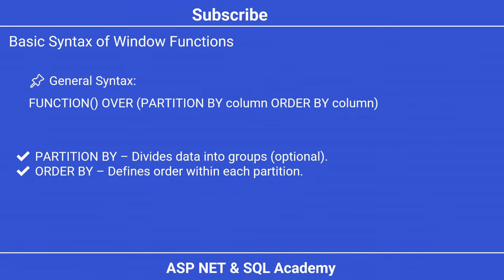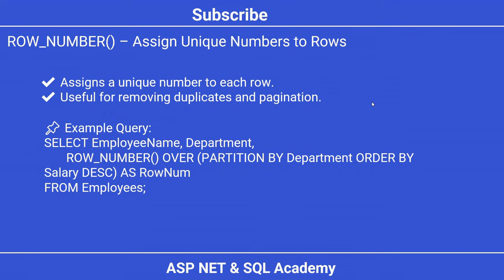The syntax for window function is simple. You can use over with optional partition by to divide data into groups and order by to control ranking or calculations. Row number assigns a unique number to each row within a partition. This is useful when you need to remove duplicates or implement pagination.